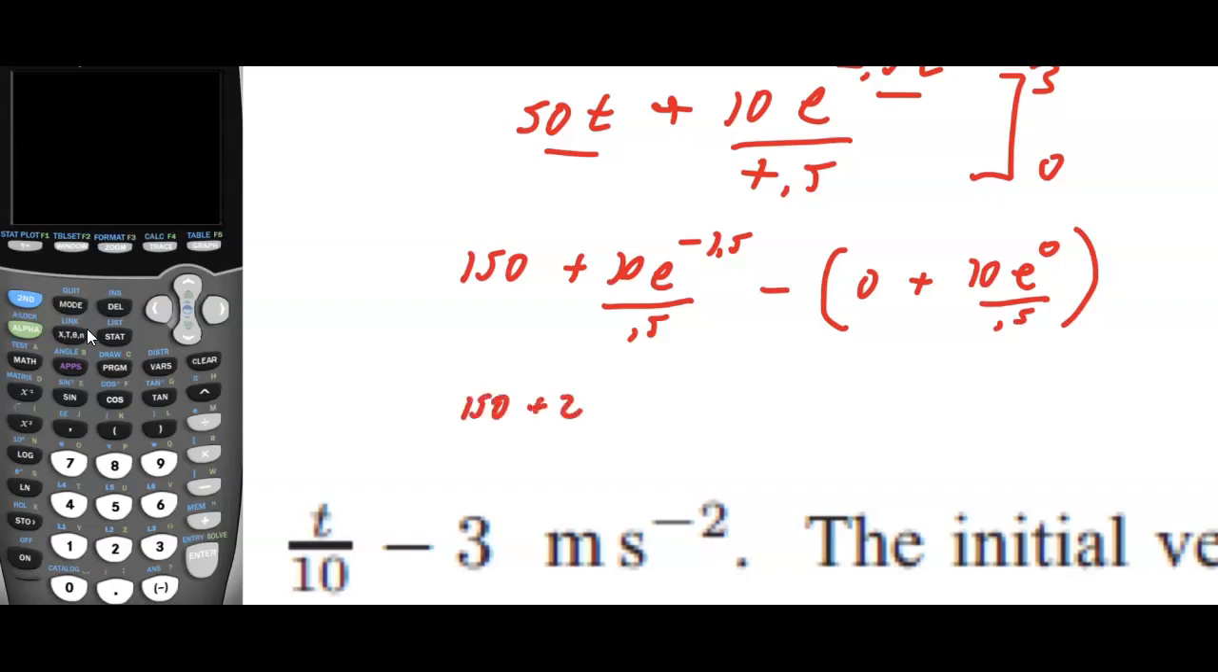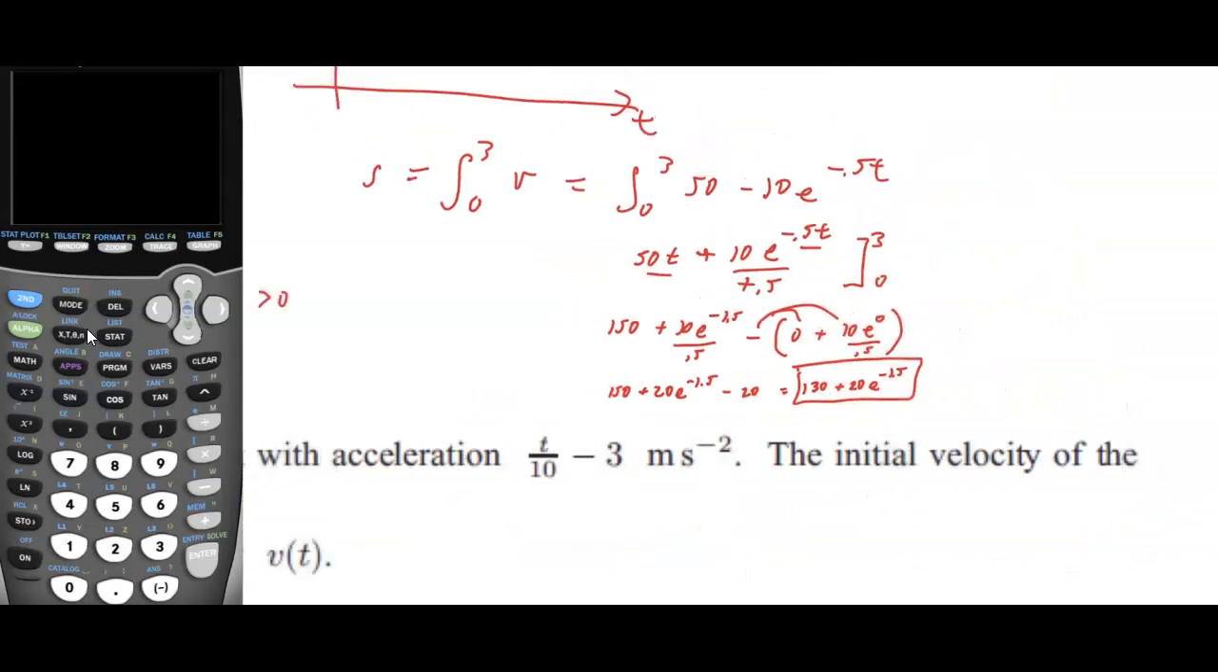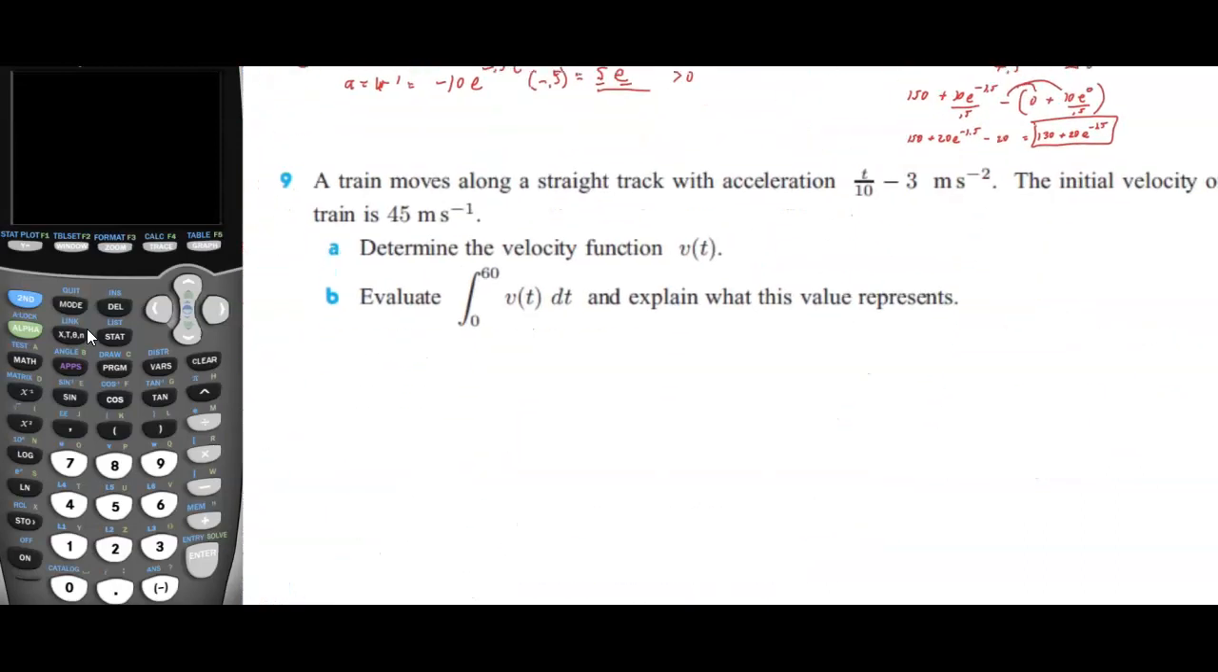150 plus 20 e to the negative 1.5 minus 0 minus that. So minus 10 divided by 0.5 is 20, e to the 0, which is 1. Almost done. 150 minus 20 is 130 plus 20 e to the negative 1.5. What is this again? It's the displacement in the first 3 seconds. All right? All right.